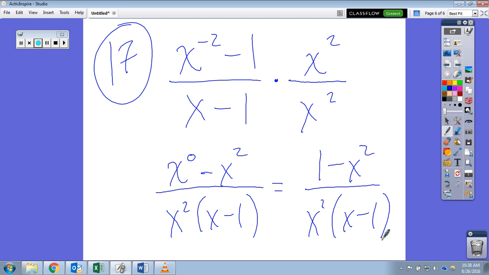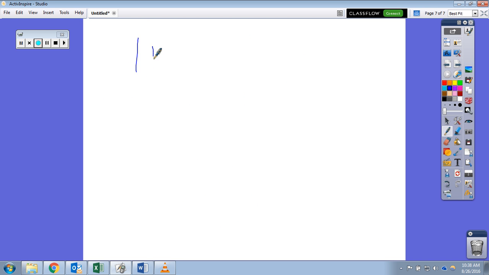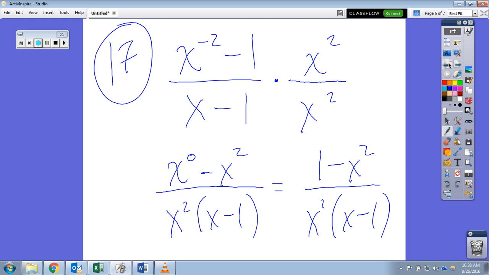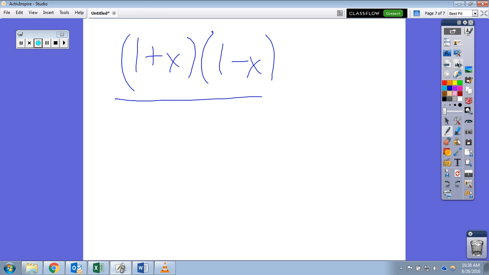But it's negative x minus x. So it would be 1 plus x times 1 minus x. Yeah, that's what I've been saying this whole time. I just said it's a reverse. Okay. So 1 plus x times 1 minus x, and that doesn't really help us because on the bottom is x minus 1, all over x squared times x minus 1.